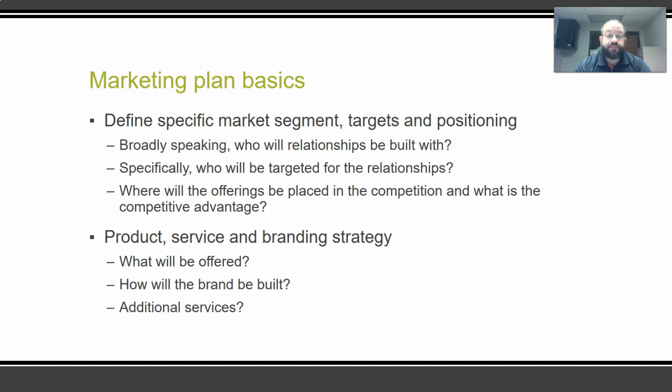Product, service, and branding strategy. We're going to look at what will be offered, how will the brand be built, and are there going to be additional services, all right? Let's do eeny, meeny, miny, PlayStation.